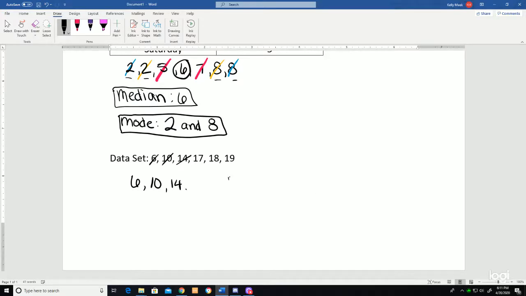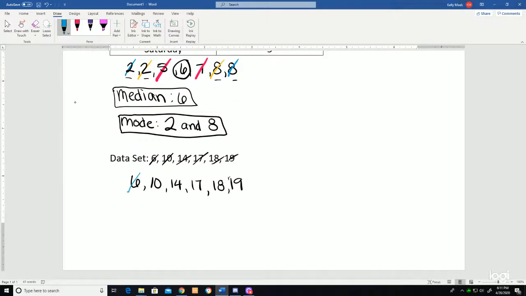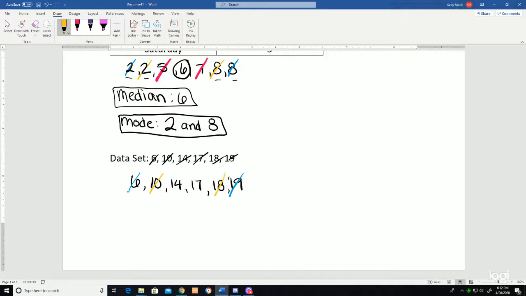Okay, 17. So again, they did list my numbers correctly for me, but that is okay. We can always rewrite them. All right, so there are my numbers. Just like before, I eliminate the smallest number and the biggest number at the same time. So the 6 is going to go, and this 19 is going to go. Let me change colors. This 10 is going to go, and this 18 is going to go.